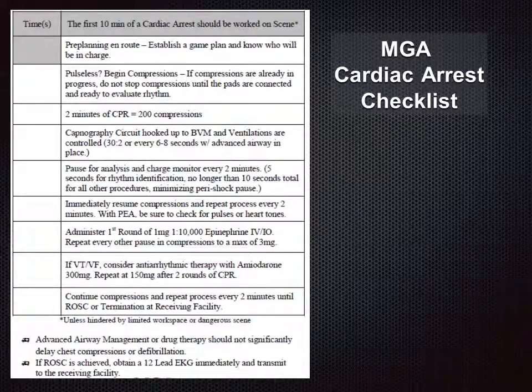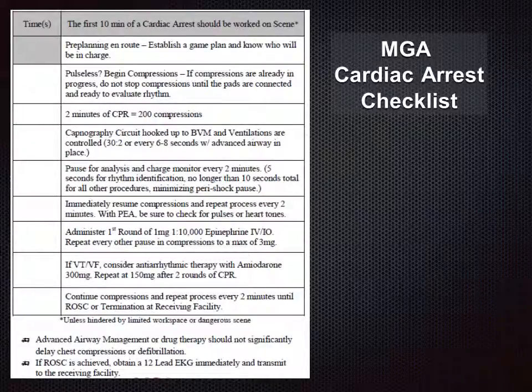With PEA, be sure to check for pulses or heart tones. This is often missed by doctors in the ER. We should be listening for these as well if we can't readily feel a pulse and we're thinking that there is a rhythm. Administer first round of 1 milligram, 1 in 10,000 epinephrine, IV/IO. Repeat every other pause in compressions to a max of 3 milligrams.